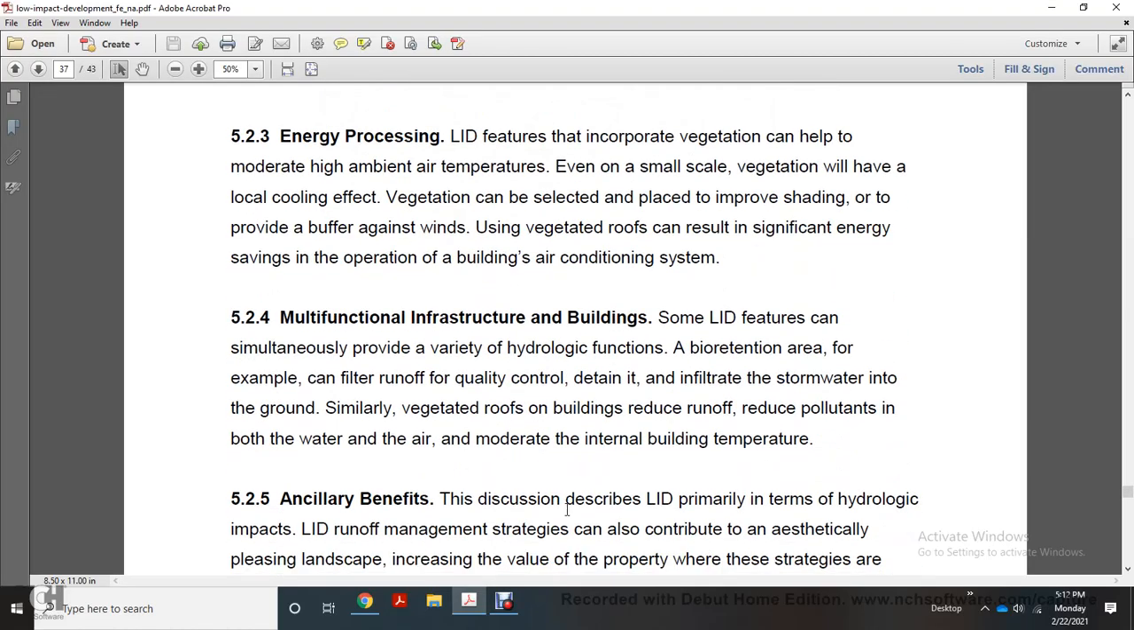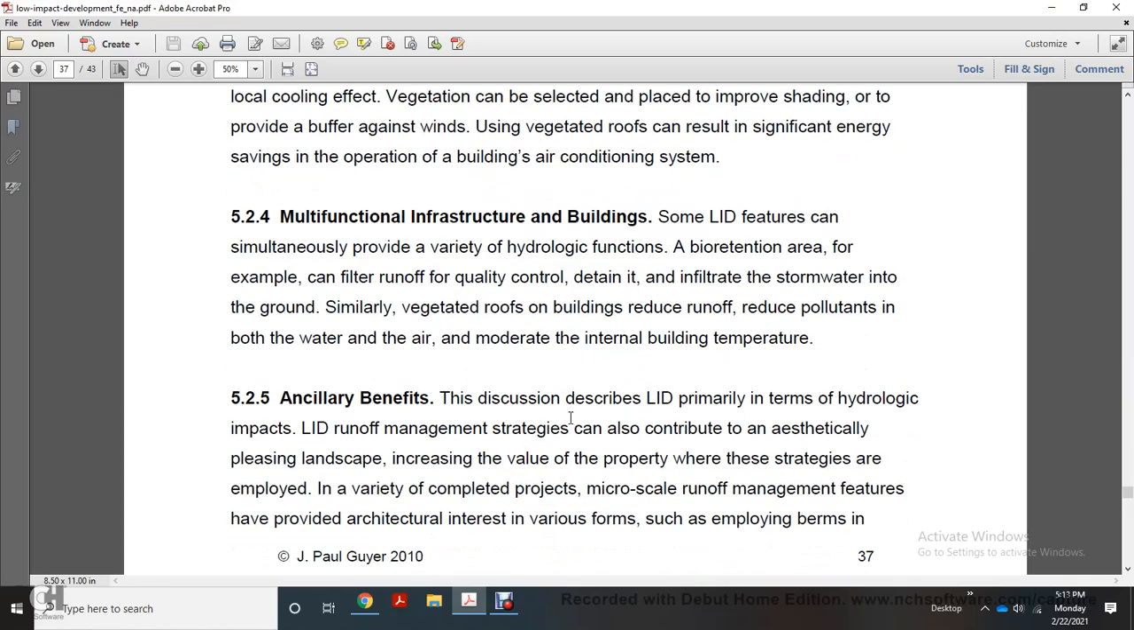Multifunctional infrastructure benefits. Some of the low impact development features can simultaneously improve a variety of hydrologic functions, such as retention. For example, they can filter runoff for quality control, detain it, and infiltrate the stormwater into the ground. Similarly, vegetated roofs on buildings reduce runoff and reduce pollution in both water and air, moderating the internal building temperature.